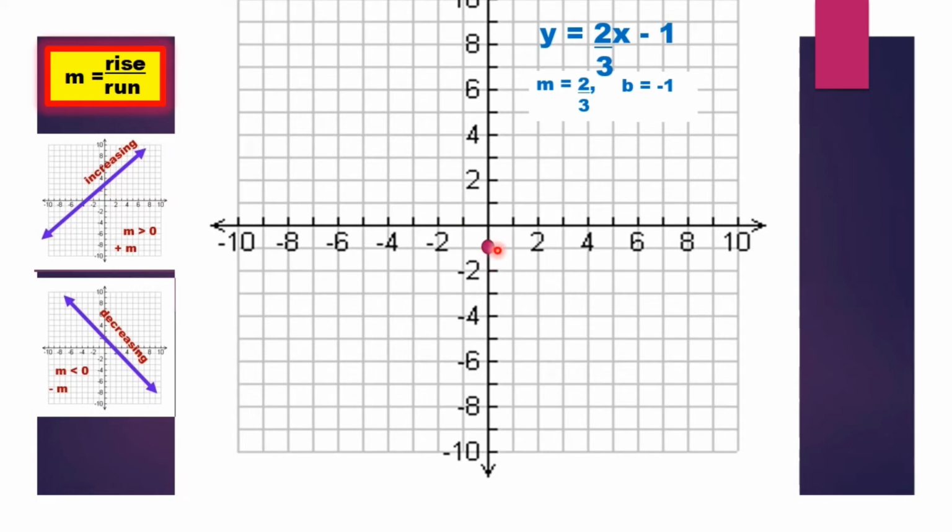From here, i-locate natin yung slope na 2/3. Rise 2, run 3. 1, 2, 1, 2, 3. So, this is the second point. So, positive ang slope niya, so dapat ang line mo ay increasing. So, ito itsura niya. So, 2 points on the graph determines a line. So, draw a line. Ayan ang line niya.